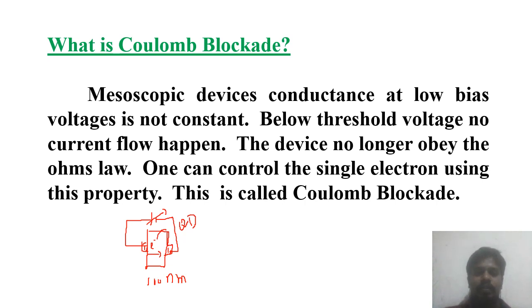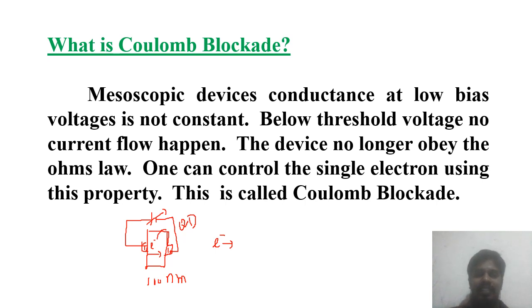That means below some threshold voltage there is no conductance, but above some threshold voltage there is a conduction, but this conduction will happen in a discrete manner. That means electrons can flow in a discrete manner. If you are biasing some voltage, one electron can flow. If you are increasing by some discrete voltage, then two electrons will flow. So you can tunnel the charge carrier in a discrete manner. This is the Coulomb blockade effect.